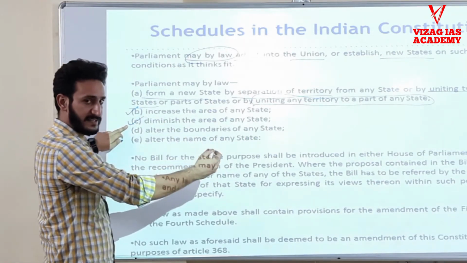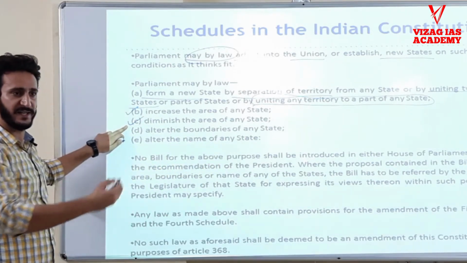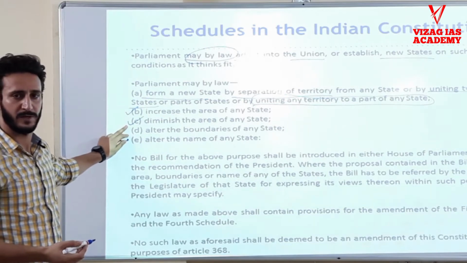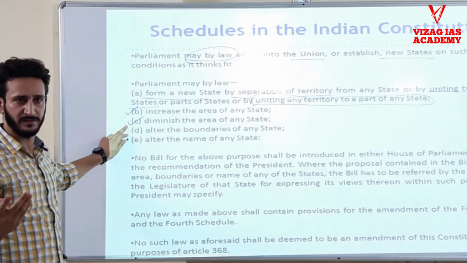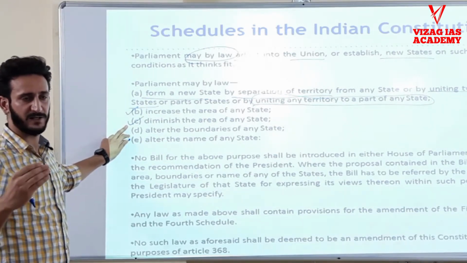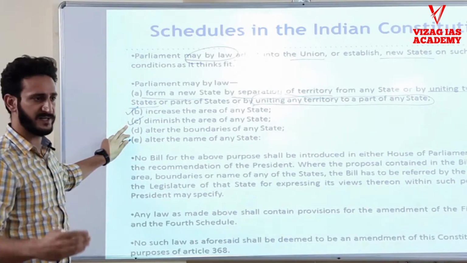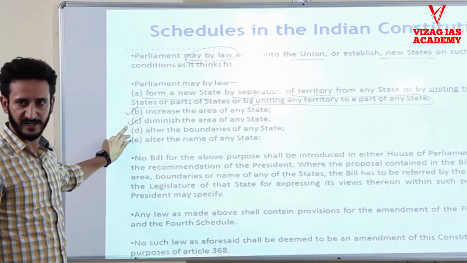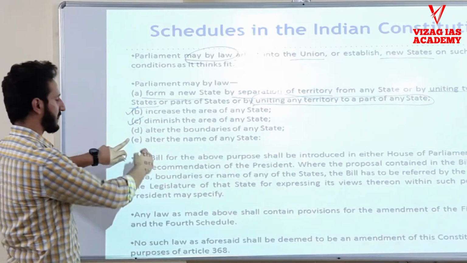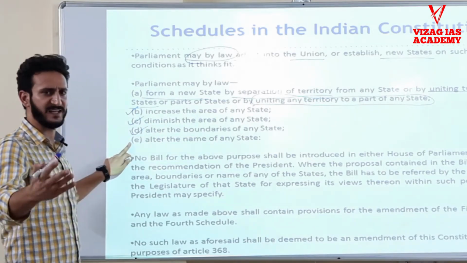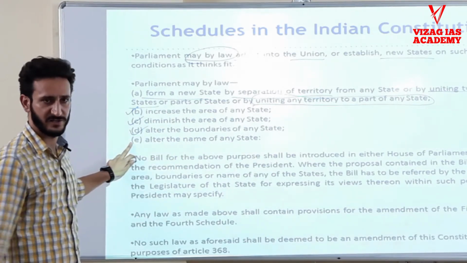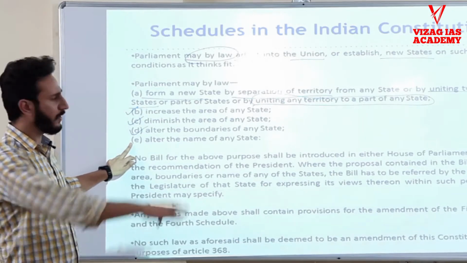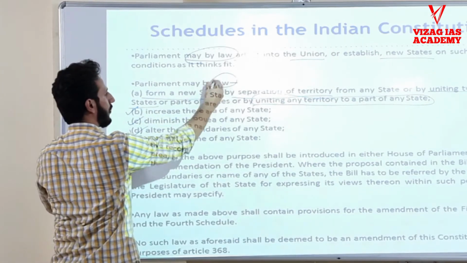Diminish the area of any state. How can we diminish the area? By dividing the state, one, and second, giving away some part of that state to maybe a union territory or to another state. Yes, that's how we can diminish. Alter the boundaries of any state. Maybe the area stays the same, but now the boundary lines change. That also the Parliament can do. All these things can be done just by a law.